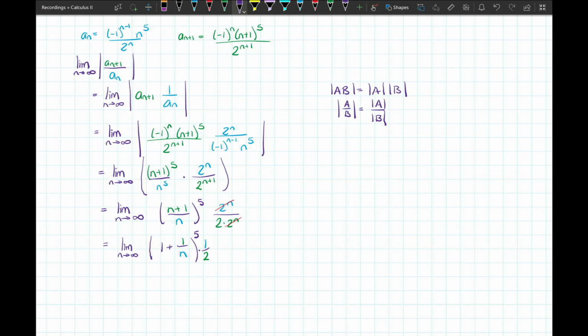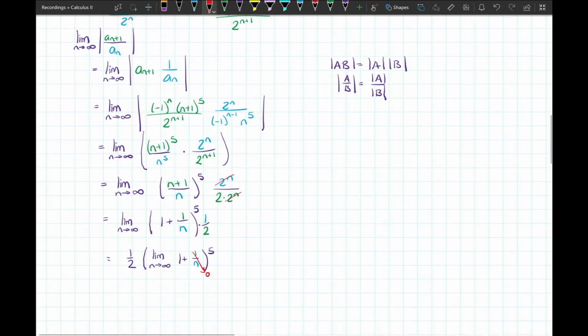Using one of our limit laws, we can take the limit as n goes to infinity of 1 plus 1 over n, and then apply the exponent after the limit. Here's applying those limit laws: 1/2 times the limit as n goes to infinity of (1 plus 1 over n) to the fifth. And well, 1 over n gets very small, approaches 0, so that limit is just going to get us 1 to the power 5. That times 1/2 gives us the value from this ratio test.